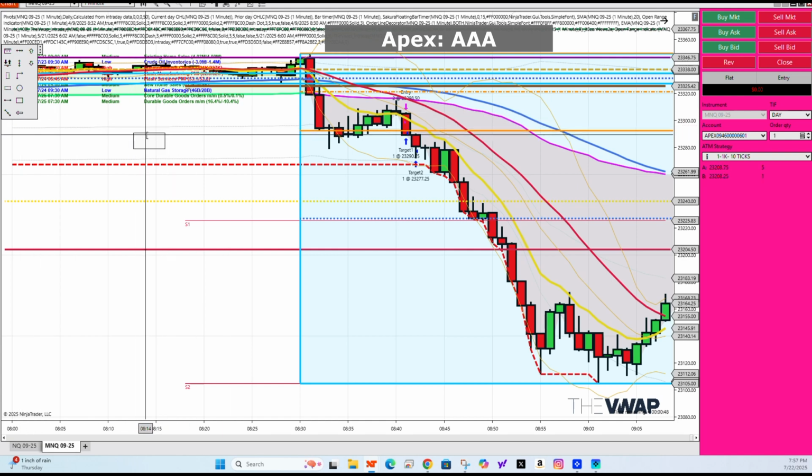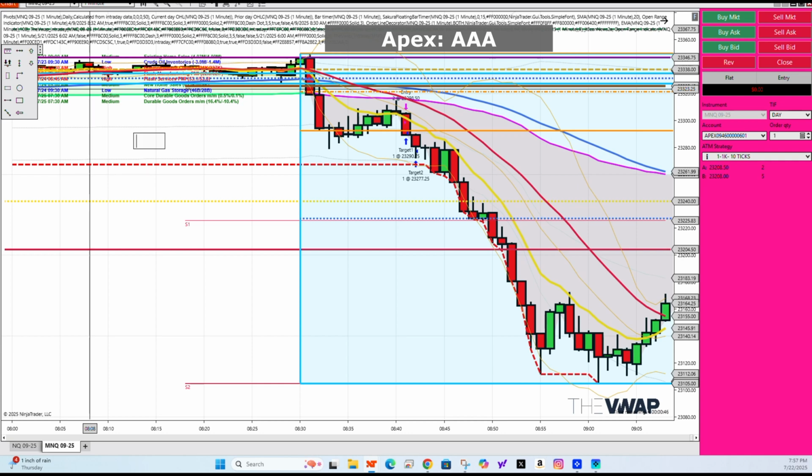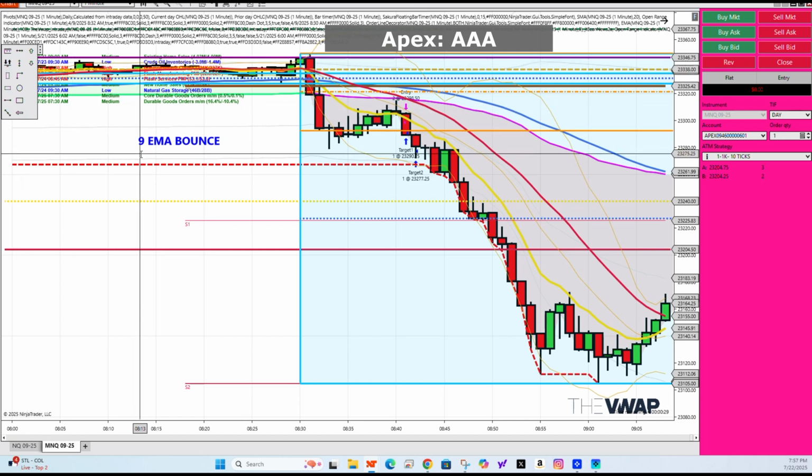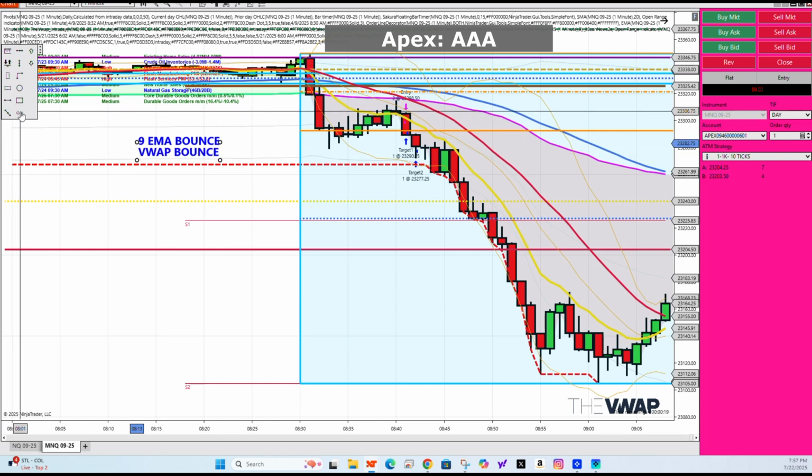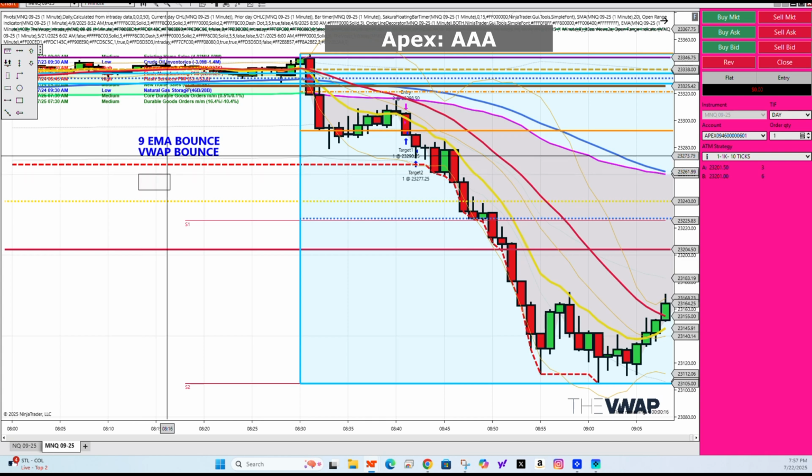So, I like to annotate my chart. I'm just going to put over here what that was, 9 EMA bounce. I think that's the first thing it was. But I would also say that it was a VWAP bounce. I think we had all of that. And it was also a 21 moving average bounce as well.